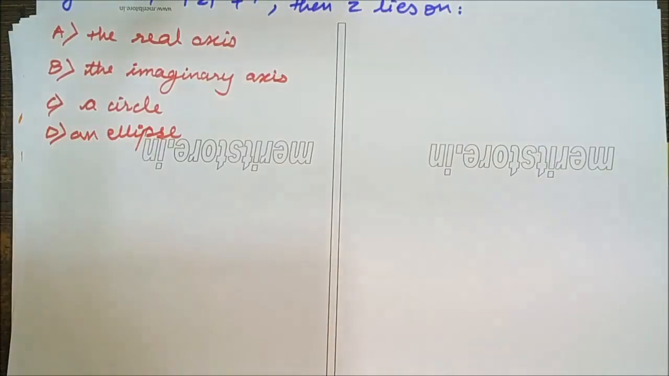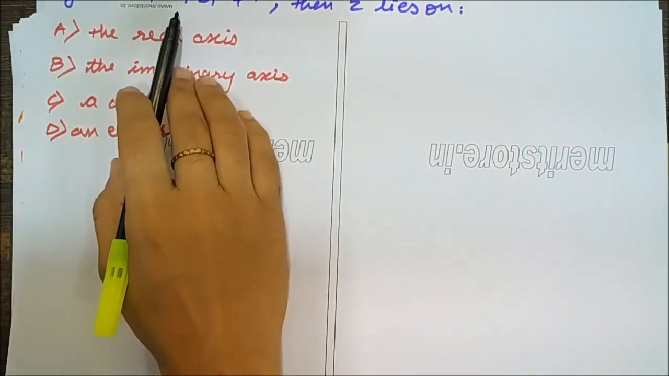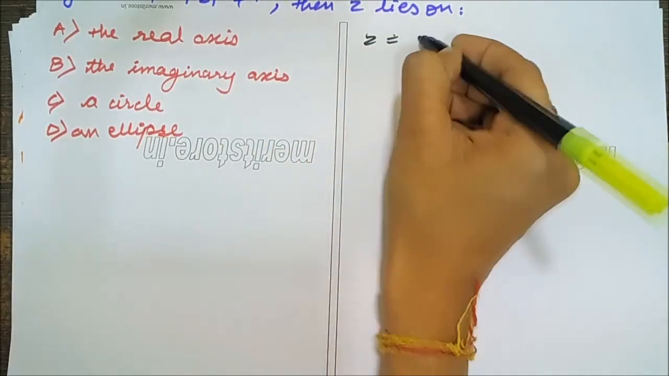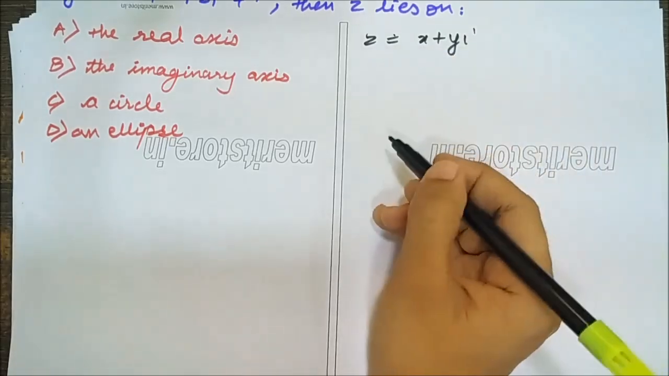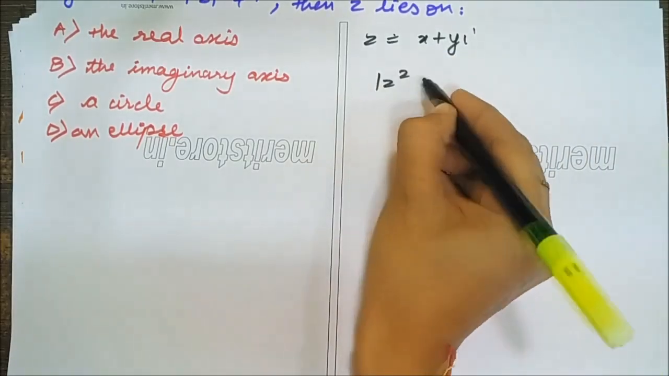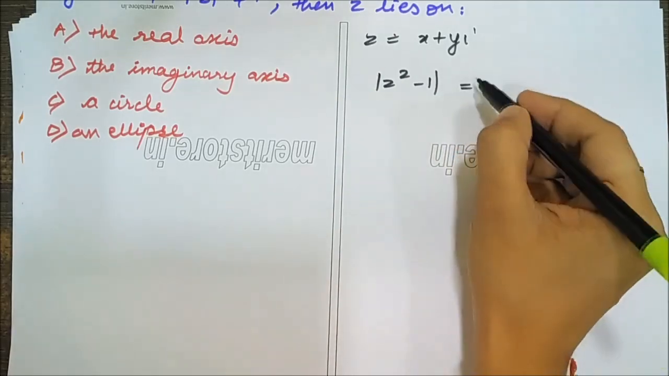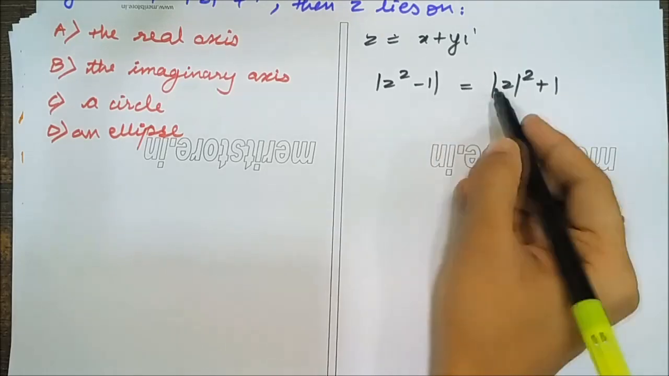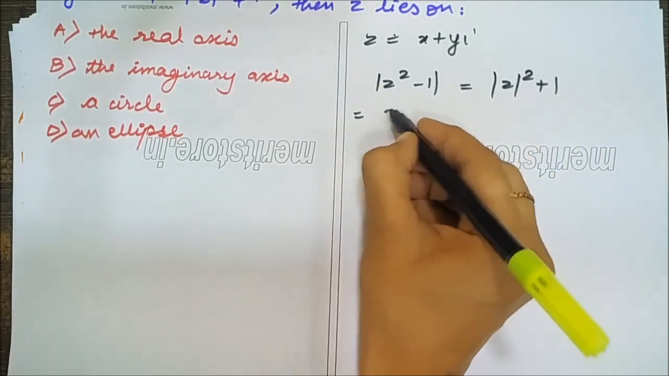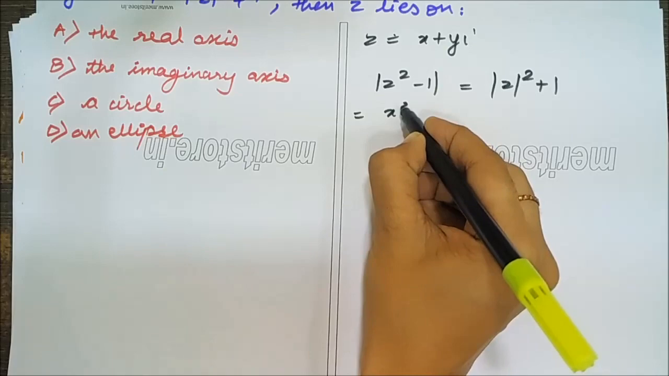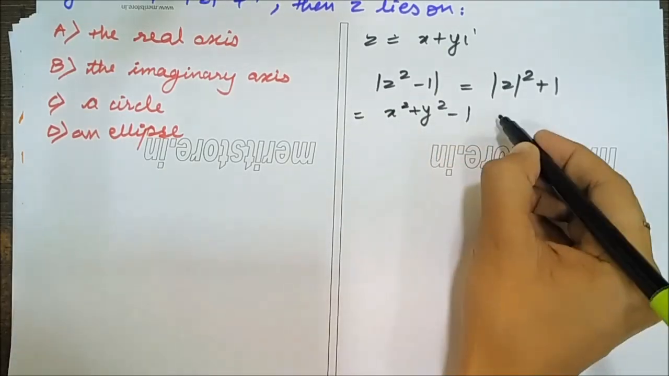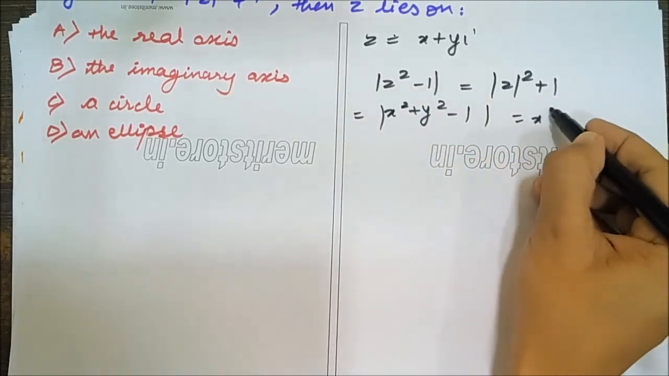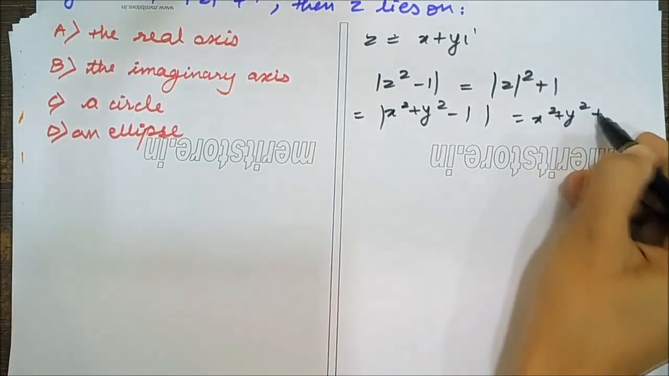The next one: if modulus of z square minus 1 is equal to modulus z square plus 1, so z is equal to, we know that, x plus yi, right? Now modulus z square minus 1 is equal to modulus z square plus 1. So this is nothing but x square plus y square minus 1 is equal to x square plus y square plus 1.